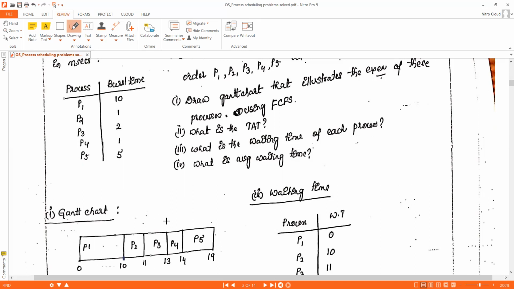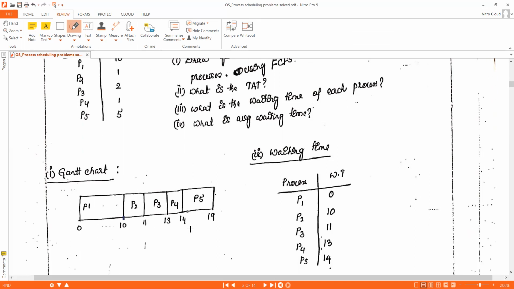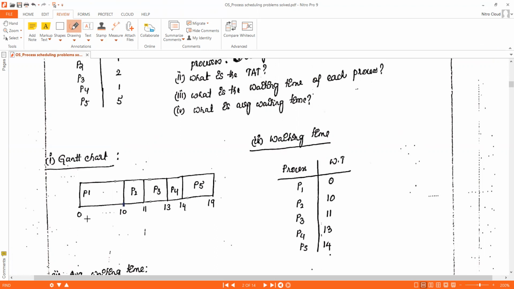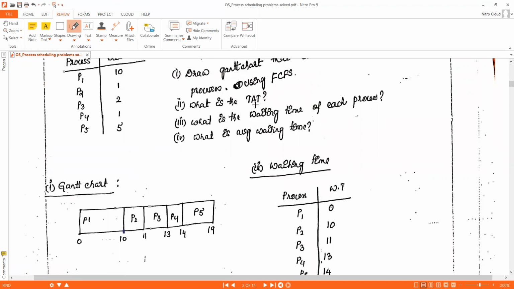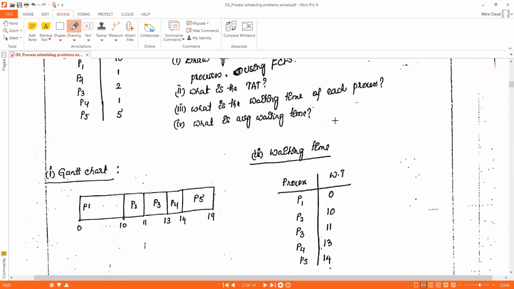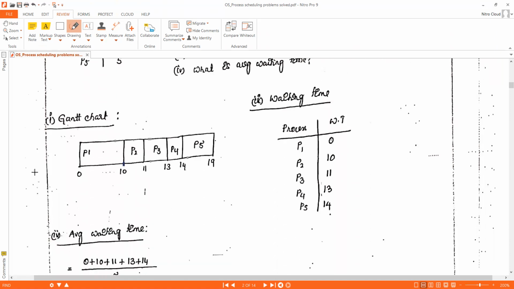Like this we need to draw the Gantt chart. By seeing the Gantt chart, we can find the waiting time. How to find the waiting time? Waiting time is nothing but allotted time minus arrival time. Here all the processes arrived at clock time 0 milliseconds; in the question, it is given that all the processes arrived at clock time 0 milliseconds. So waiting time is allotted time minus arrival time.